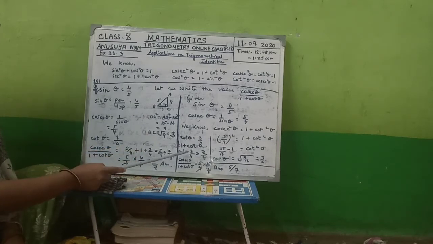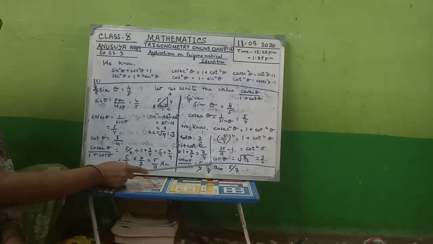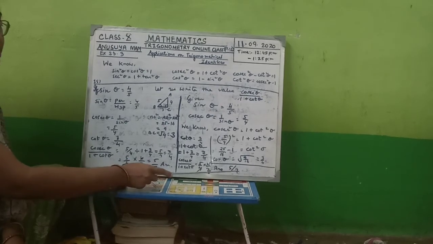1 plus cot theta is 1 plus 3 by 4, that is 7 by 4. Cosec theta divided by 1 plus cot theta is 5 by 4 into 4 by 7. If we cancel 4, we will get 5 by 7. So we got the answer 5 by 7.